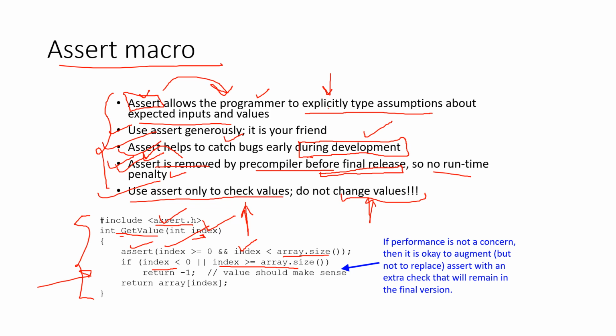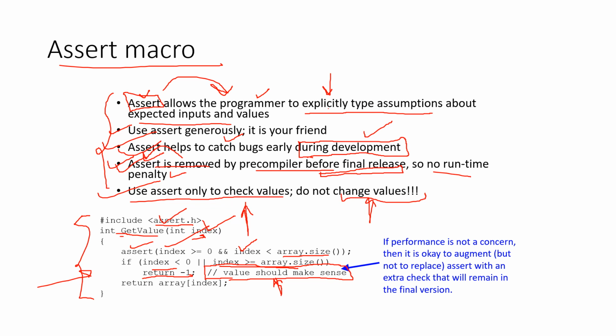Either the index value is less than 0 or the value of index is greater than the array size. What we are going to do is just return -1. And what is written over here is a comment indicating that the value should make sense. If performance is not a concern, then it is okay to augment.